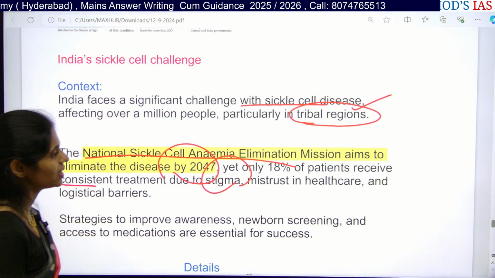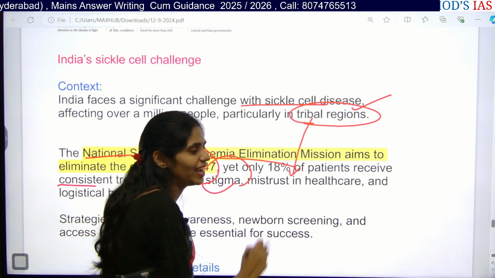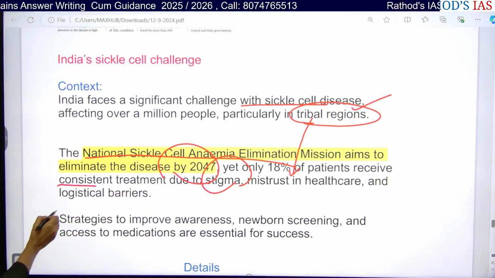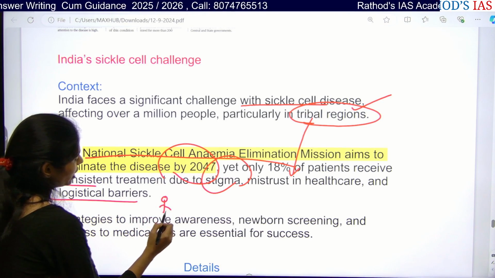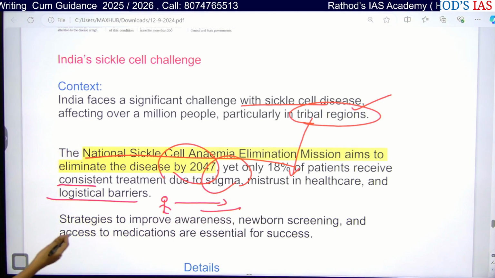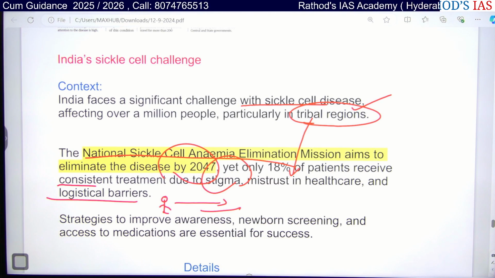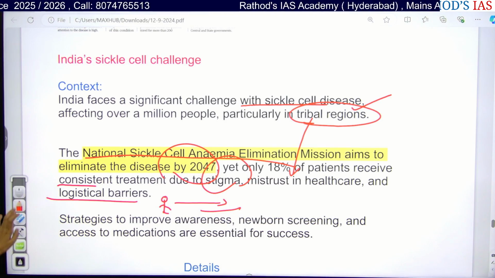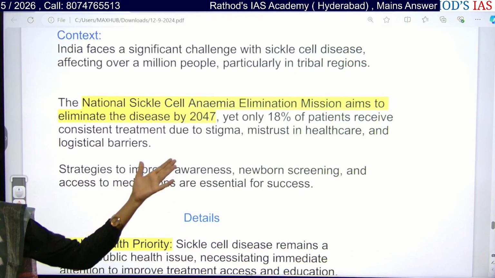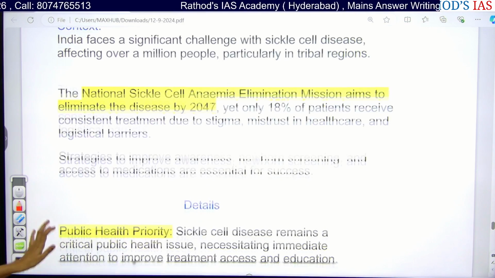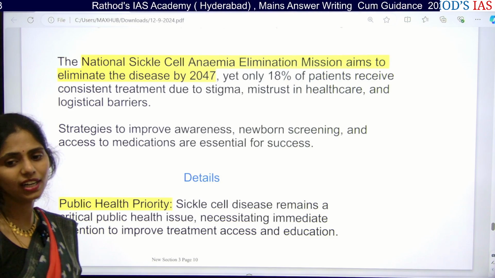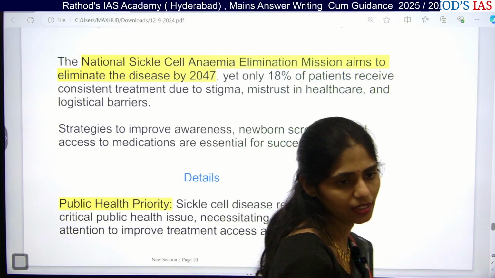And next one here is, tribal people, will they have trust in the healthcare? There is a mistrust in healthcare. And next one is, even if people want to go to hospitals, the hospital will not be there, a logistic problem. So because of these three problems, only 18% of people are on consistent treatment. So what can be done? We can improve awareness, we can go for newborn screening, and especially we need to ensure the proper medications are available in that area so that this elimination can be done. Until and unless we take steps, we can't do anything.